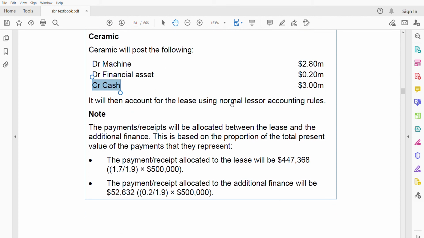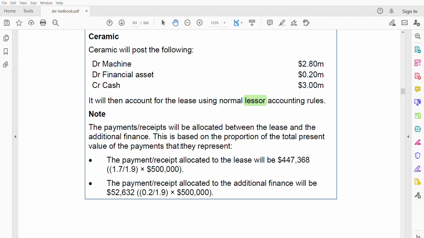And how will he account? Lessor accounting only, because lessor is the buyer here. That means either operating lease or finance lease. There are some notes here. The payment or receipt will be allocated between the lease and the additional finance. This is based on the proportion of the total present value of the payment that they represent.